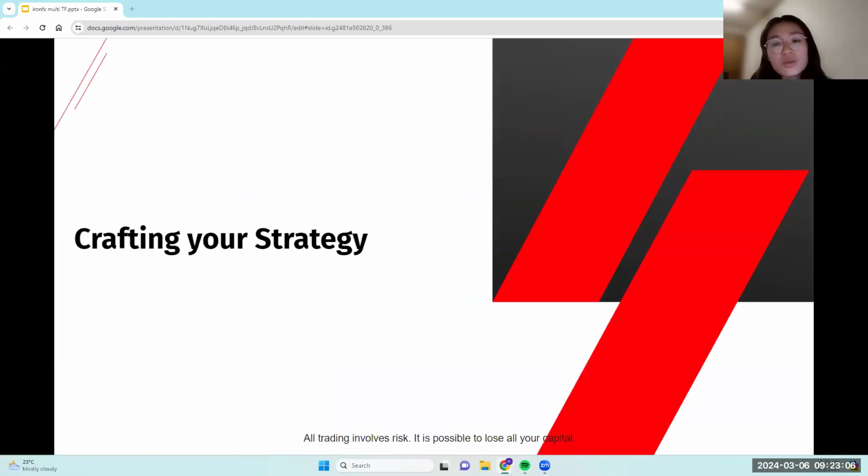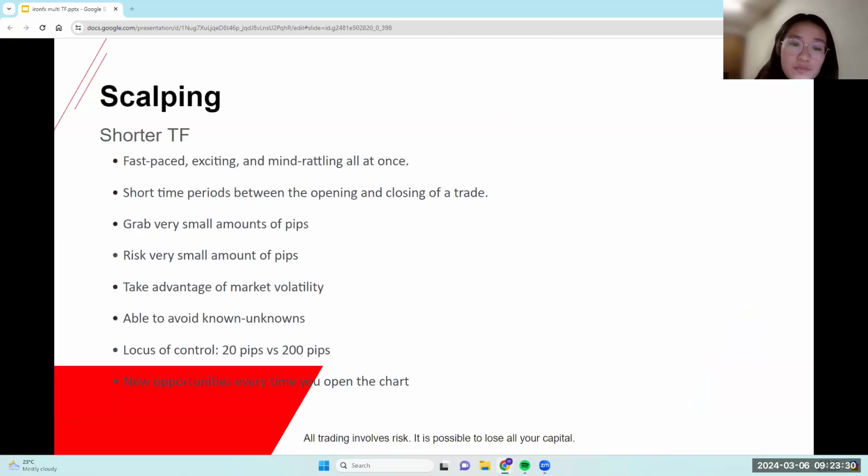Okay, so now that we know the different kinds of long-term and short-term trading, and we also know how to identify significant swings and use them as support and resistance levels, let's take a look at how you can craft your strategy, depending on your lifestyle and the different kinds of time frames that you might choose.